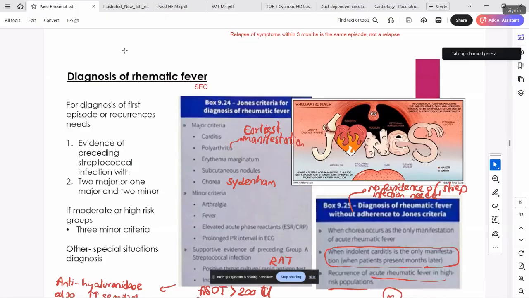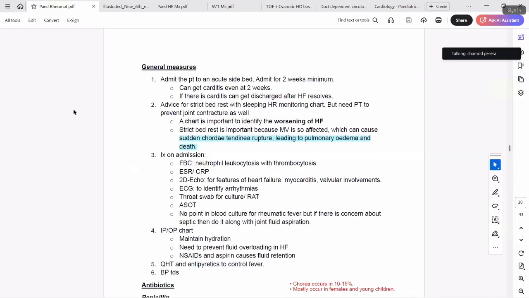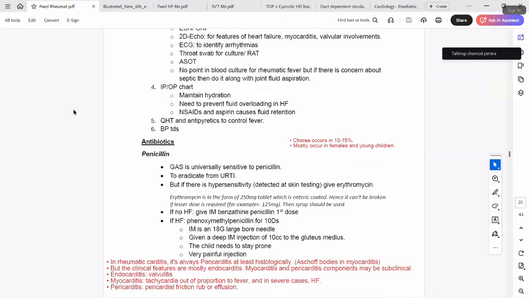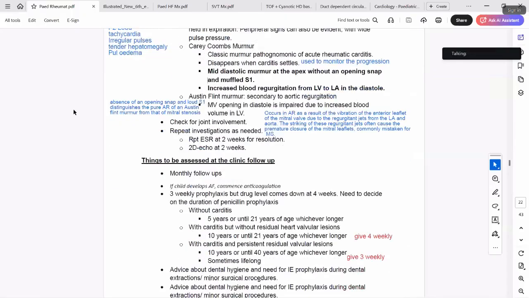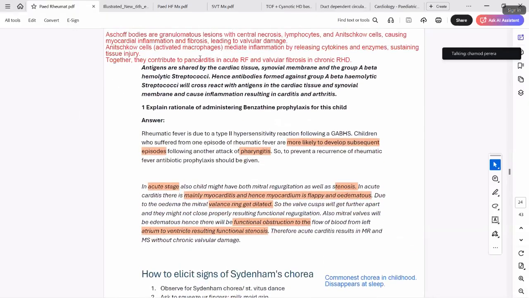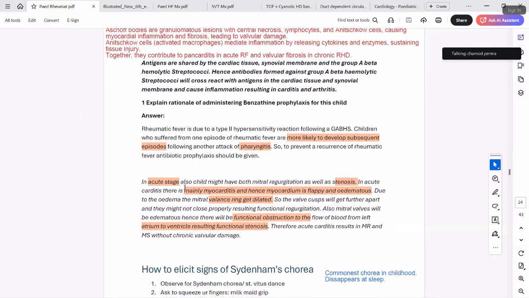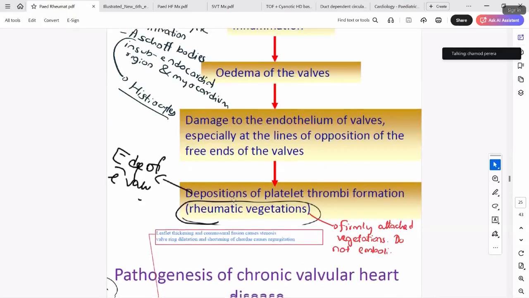So we discussed how you are going to confirm the diagnosis of rheumatic fever, and then we discussed the basic management to be done in the ward, what things need to be checked in the ward, and how to do a monthly clinic follow-up of such a patient, right? I have written the other things also about the Aschoff bodies. You can initially read, and how to elicit Sydenham's chorea, I don't think they will question.